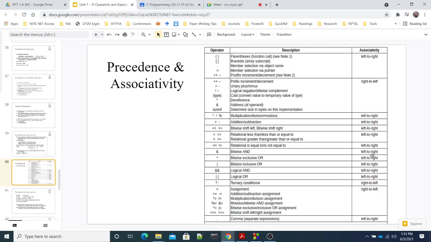So as a general thing, most of the operators have left to right associativity, but there are some exceptions. You can remember the exceptions. The assignment operator is the major operator having right to left associativity, and then the ternary operator, then increment in this column. Whatever is in this cell has right to left associativity.